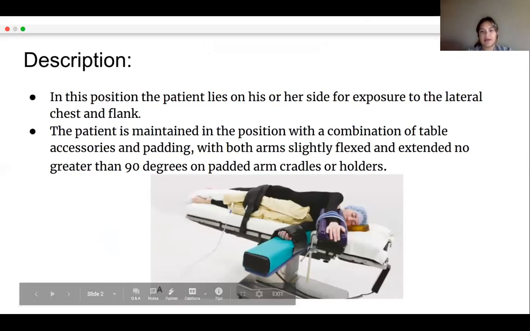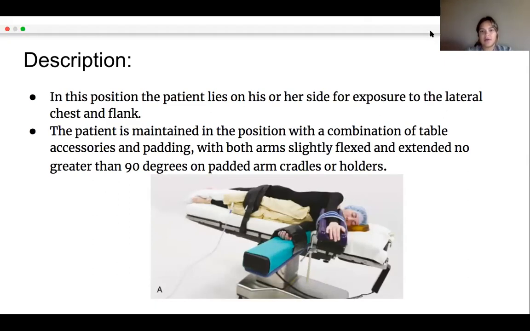Alrighty, so we got lateral. In this position, the patient lies on his or her side for exposure to the lateral chest and flank. The patient is maintained in the position with a combination of table accessories and padding, with both arms slightly flexed and extended and no greater than 90 degrees on padded arm cradles or holders.